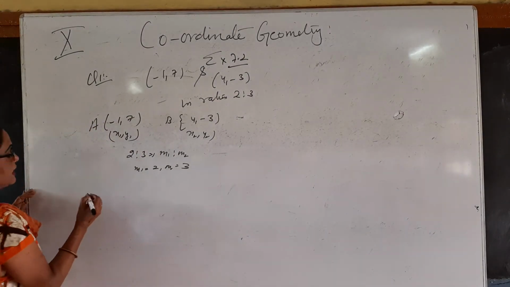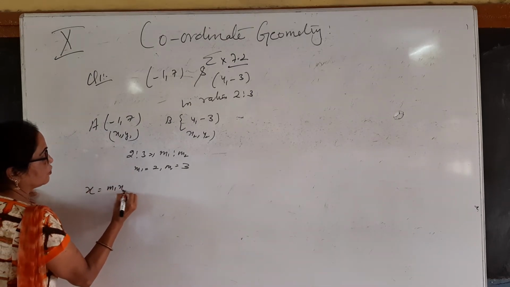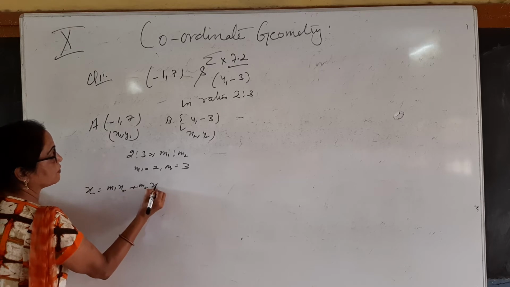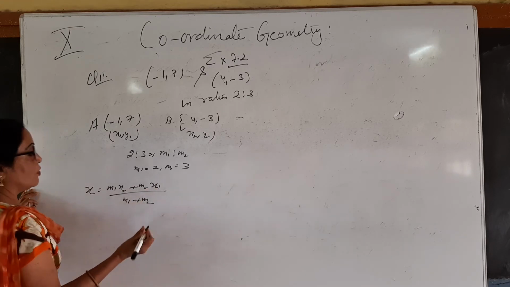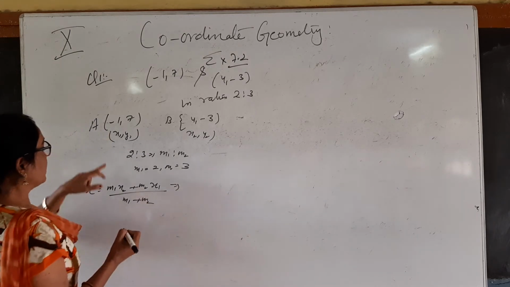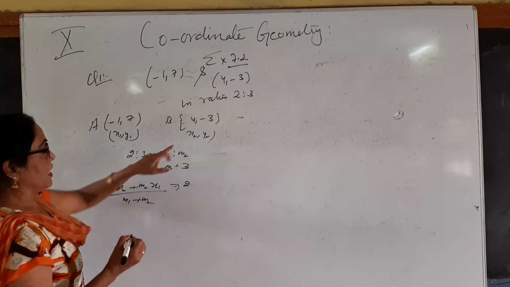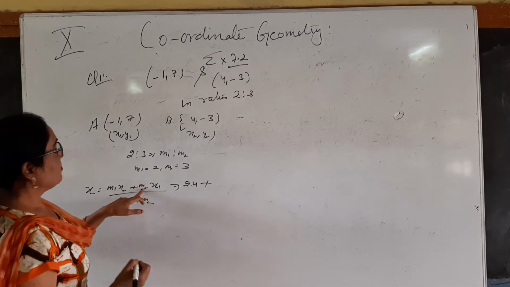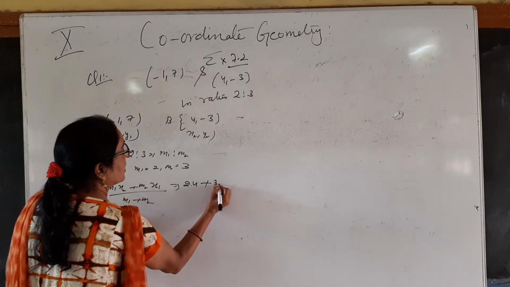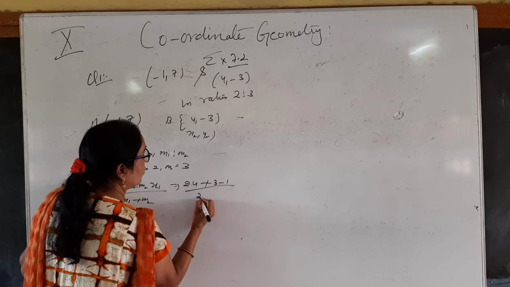Now we know that the internal formula is x equals m1 x2 plus m2 x1 upon m1 plus m2. So here m1 is 2, x2 is 4, plus m2 is 3, x1 is -1, upon 2 plus 3.